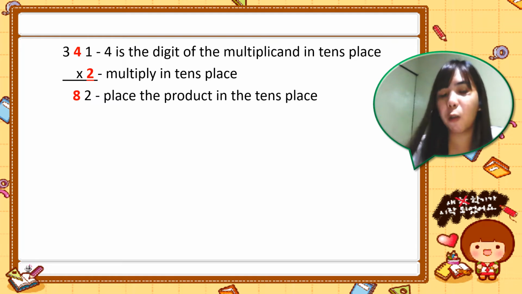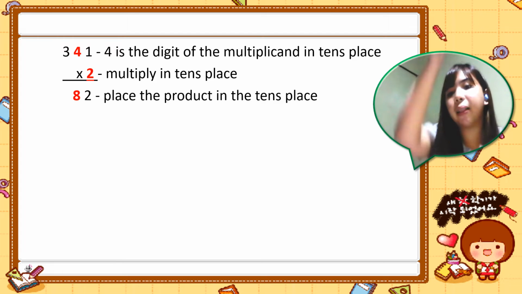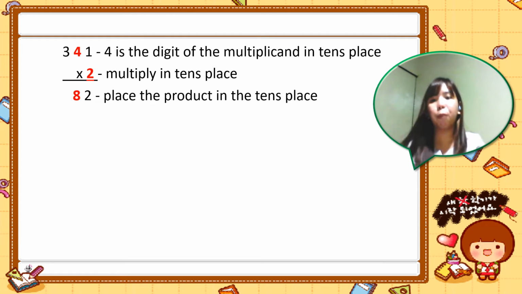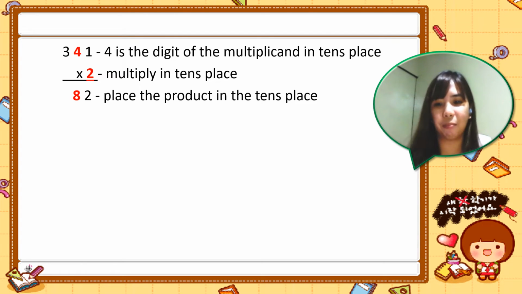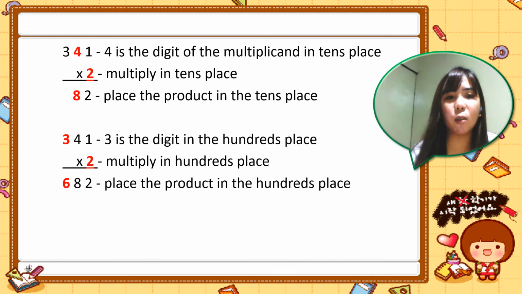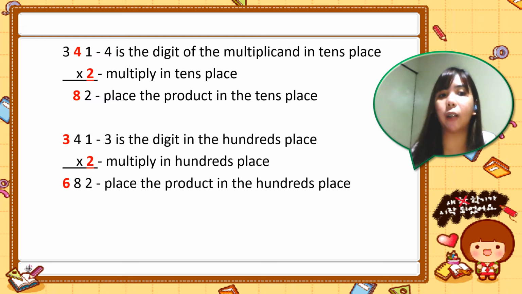It's the number 4. So 2 times 4 is equal to 8. So ang answer, dapat nakalinya man kay number 4. Do you understand? Okay. Then last one is 341 times 2, where 2 is multiplied to 3.